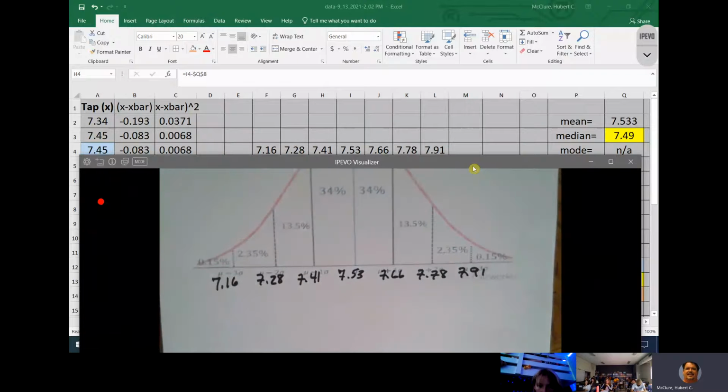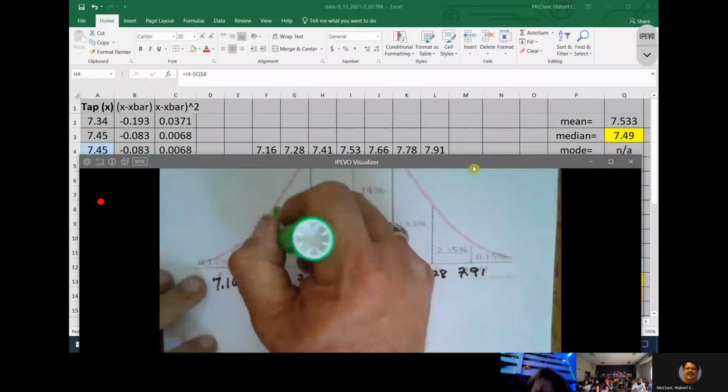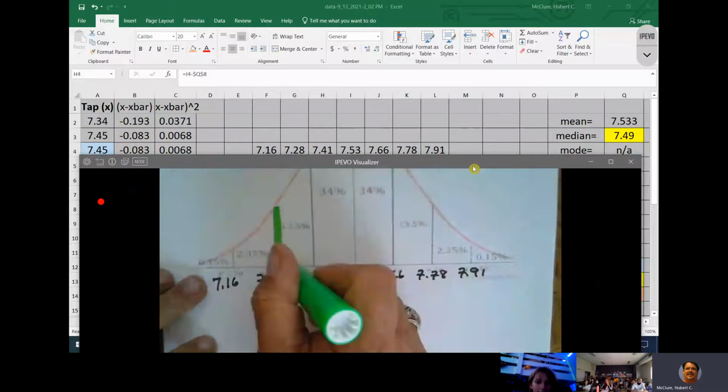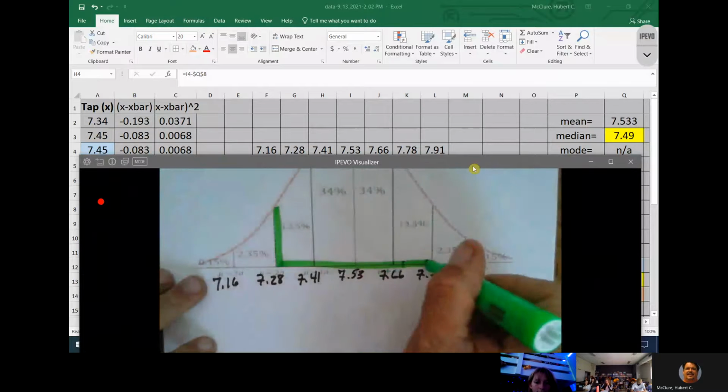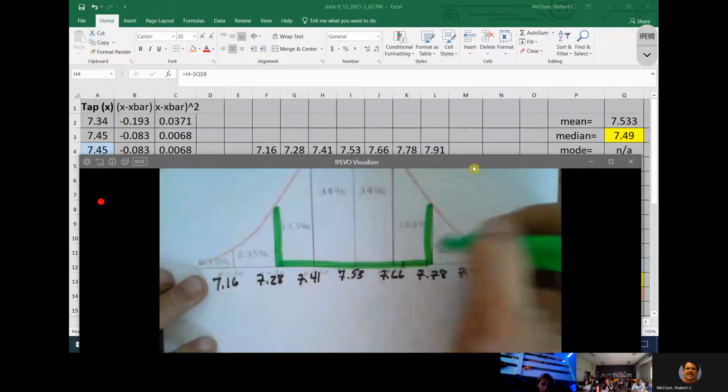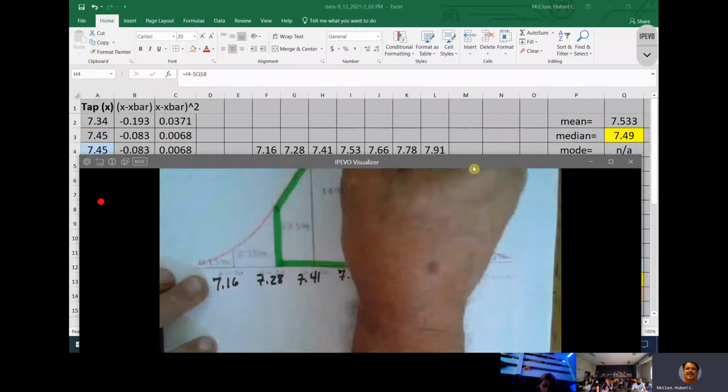What's normal? Somebody tell me what normal is. Within 2 what? 2 standard deviations. Within 2 standard deviations is normal.